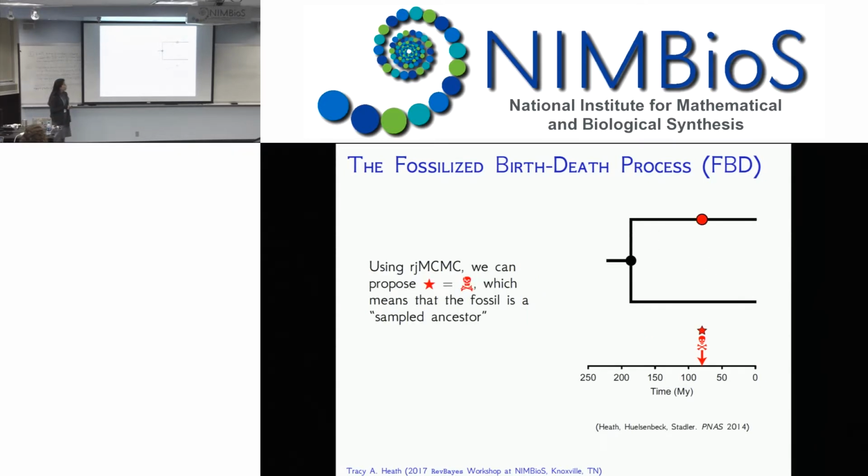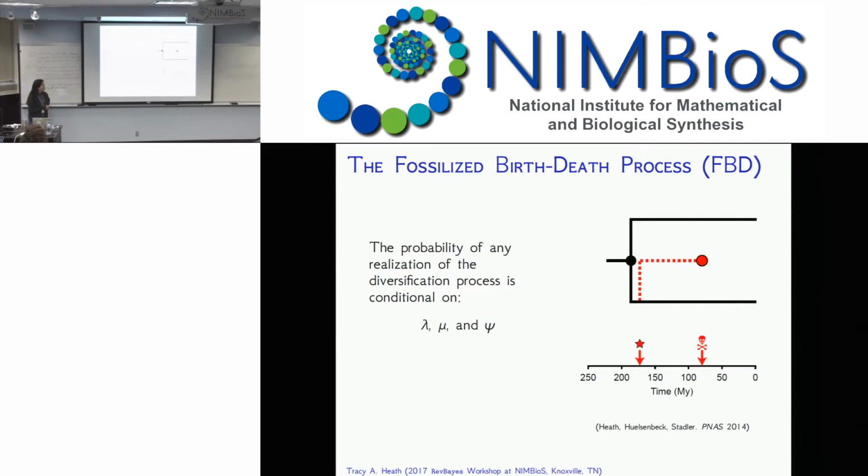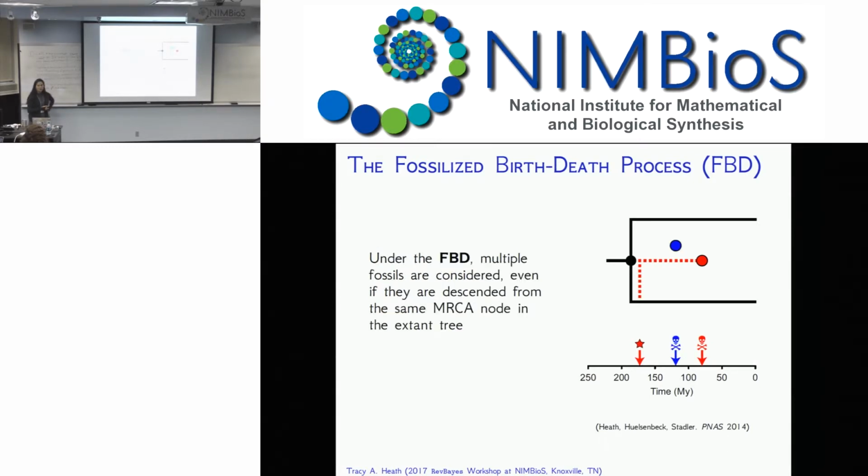The other thing is we could in our MCMC sample a time for that fossil that is exactly the same time as its occurrence time. And in that case, it becomes what's called a sampled ancestor and can fall directly on the lineage of either of those in the tree. So as we're sampling over MCMC, we may, at any particular state in our MCMC, compute the probability of any of these realizations. And it'd be all conditional on the parameters of the model.